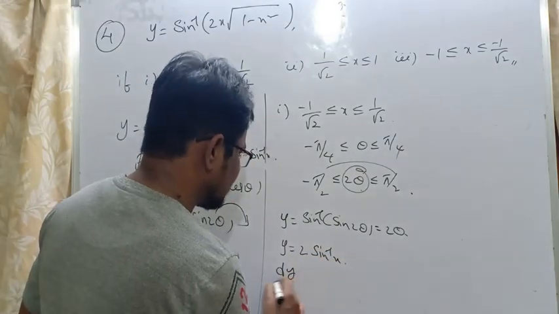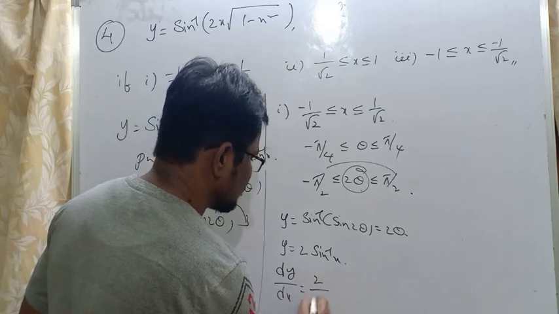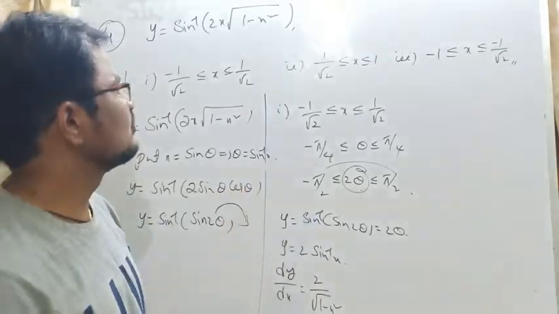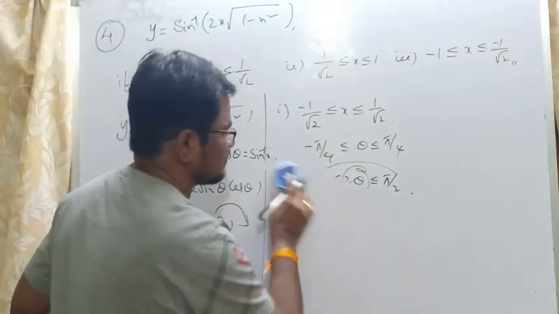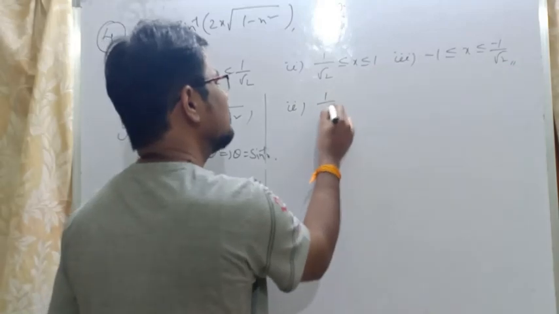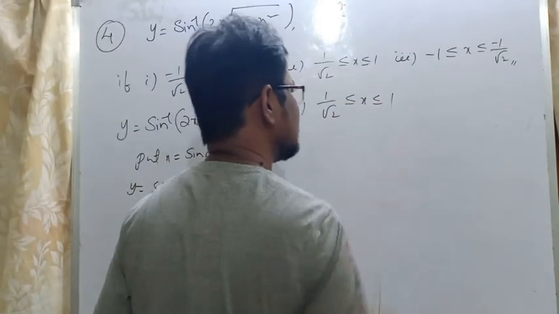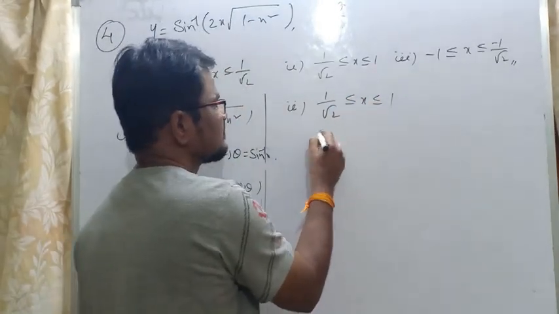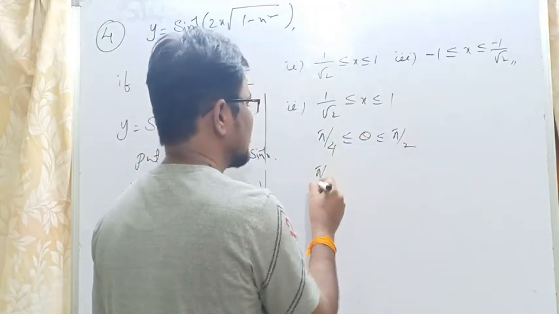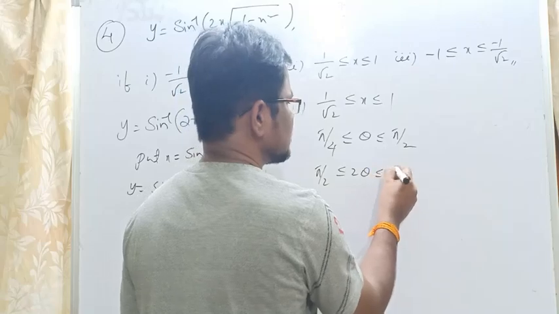Now differentiating, dy by dx equal to 2 by root of 1 minus x square. This is our answer, right? Now come to the second. If you take the second one, 1 by root 2 less than or equal to x less than or equal to 1. So apply sine inverse: pi by 4 less than or equal to theta less than or equal to pi by 2. Pi by 2 less than or equal to 2 theta less than or equal to pi.